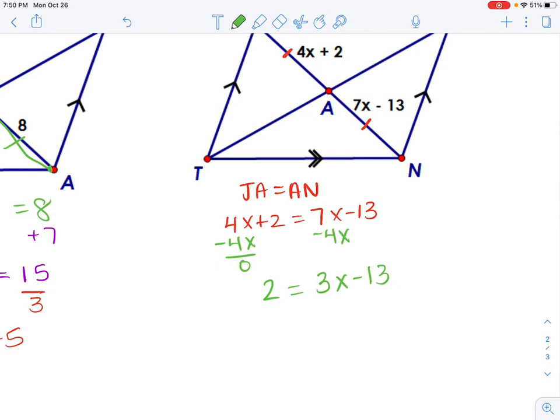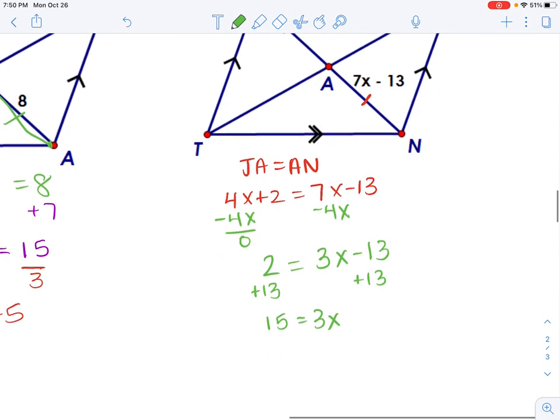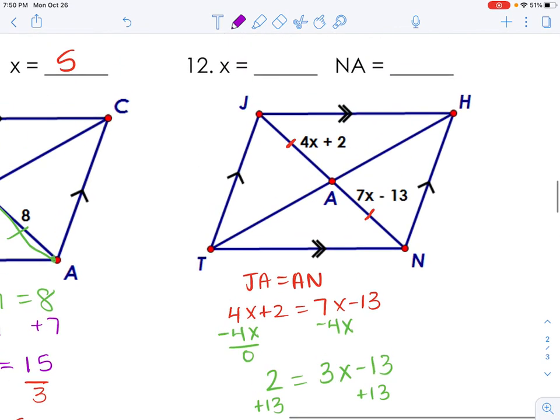Now, to continue solving this, the next thing I want to do is get rid of that minus 13, and the inverse would be to add 13 to both sides. 2 plus 13 is 15, which equals 3x. All right, the next thing that we want to do is get rid of the 3 in front of the x. To undo multiplication, we divide. So 15 divided by 3 is 5. 3 divided by 3 leaves me with 1x. So we know x equals 5.